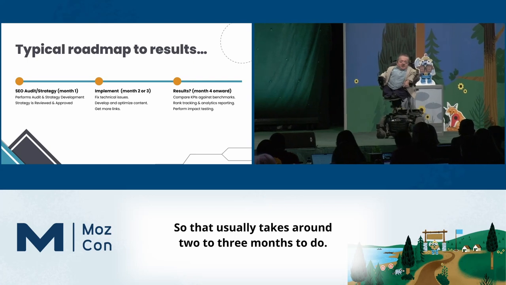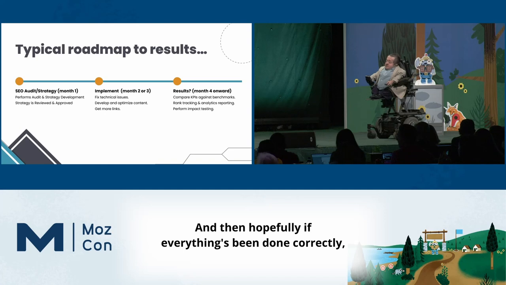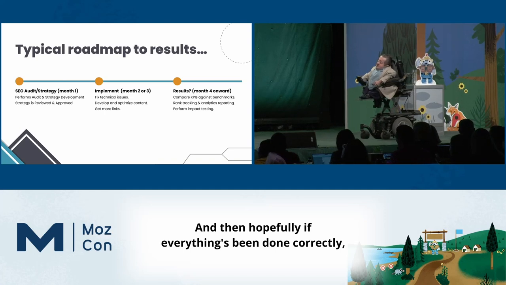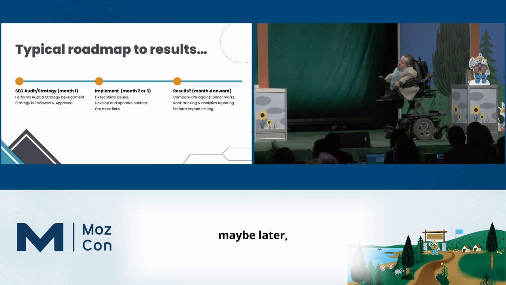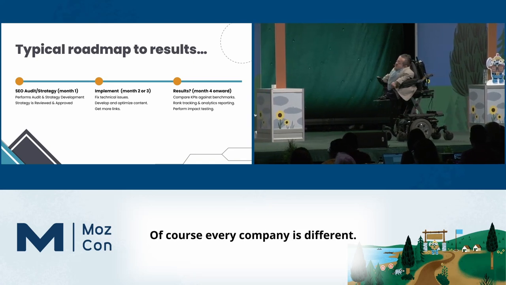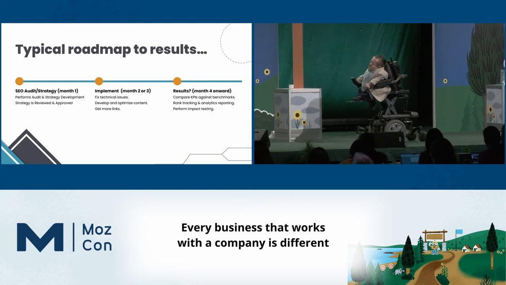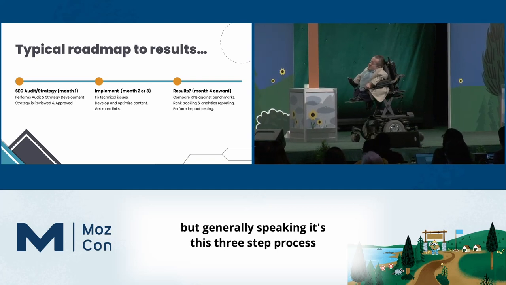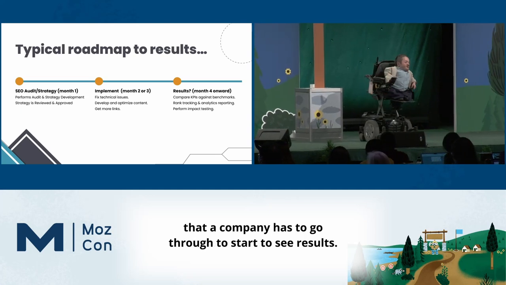So that usually takes around 2 to 3 months to do. And then hopefully, if everything's been done correctly, they should start to see results in 4 to 5 months, maybe later. Of course, every company is different. Every business that works with a company is different. But generally speaking, it's this three-step process that a company has to go through to start to see results.